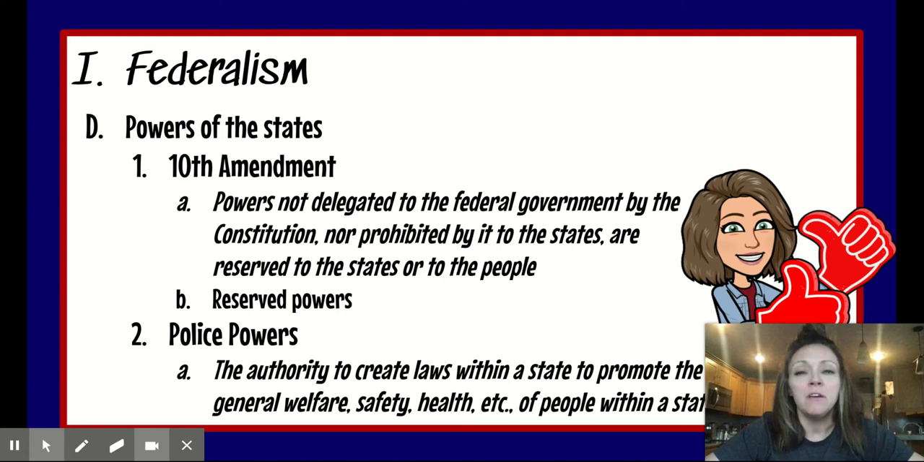Okay, so the 10th Amendment was put into the Constitution, into the Bill of Rights, to appease the Anti-Federalists. Remember, the Anti-Federalists were the people who said, we don't need a strong central government. We had one of those before. It didn't work out really well. Maybe we should not go down that path again.